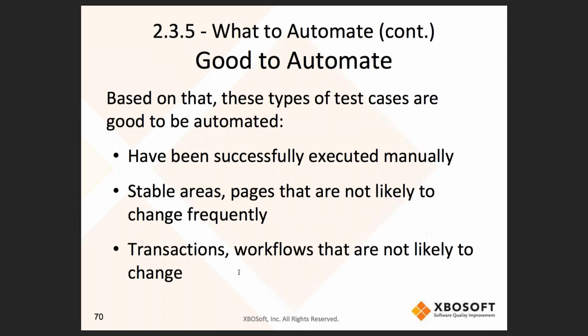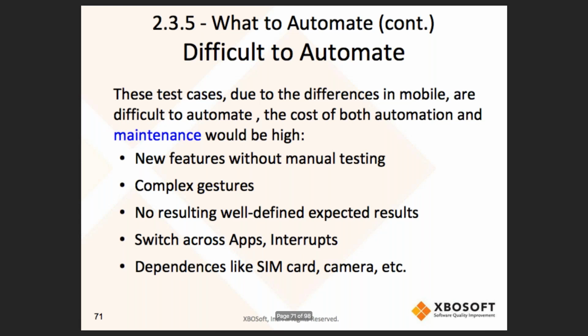So what's good to automate? Tests that have been successfully executed, stable areas, pages that are not likely to change frequently, transaction workflows that are not likely to change. All those are good for automation. What's difficult to automate is new features without manual testing, complex gestures, no well-defined and expected results. In other words, if it's not clear what the result's going to be, how are you going to automate that to know if the result is correct?